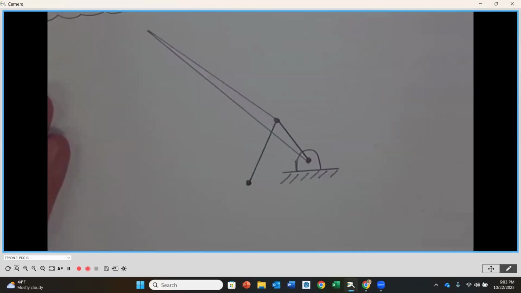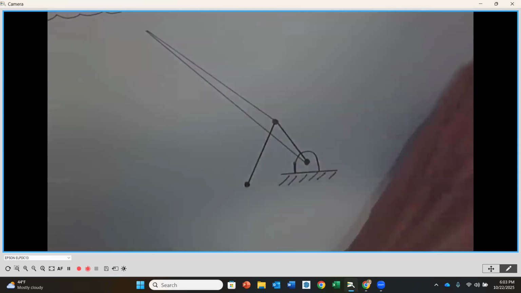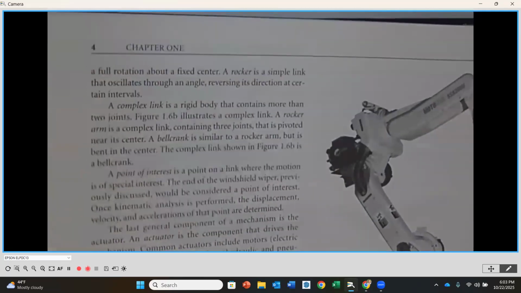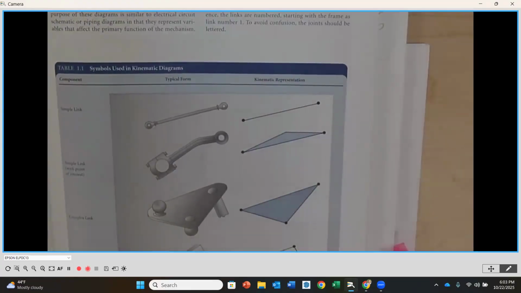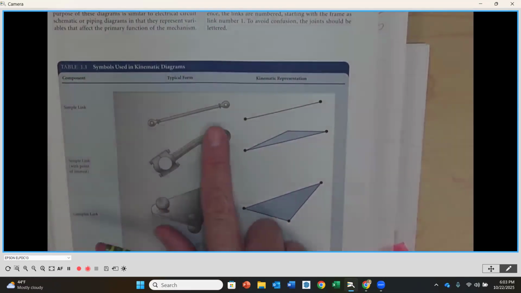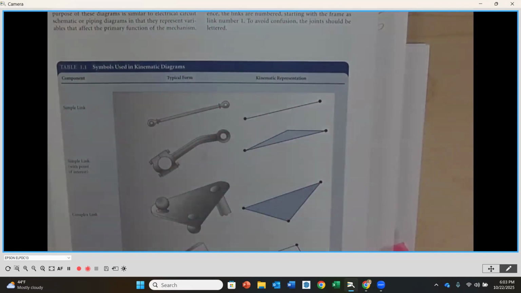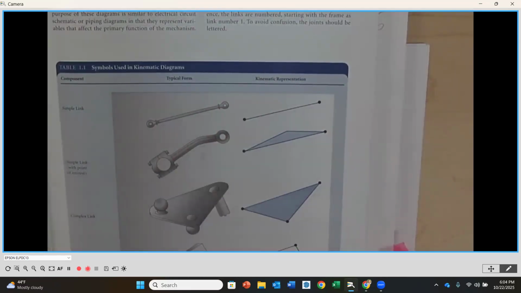Okay. So if I look back, each one of these, as identified, there's a table 1.1. It actually starts on page 5. Okay. And it shows us the kinematic representation for typical like elements that we're going to find on kinematic mechanisms. So the first one here is a simple link. So a simple link is going to be just a rigid link that has a pin connection on either end. Okay. And there's only two of them.